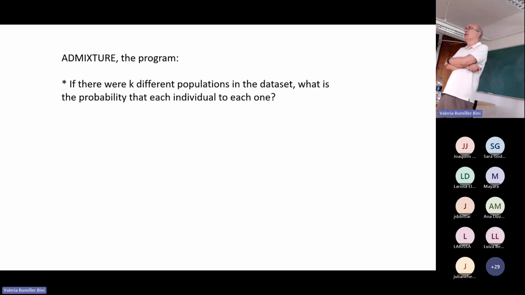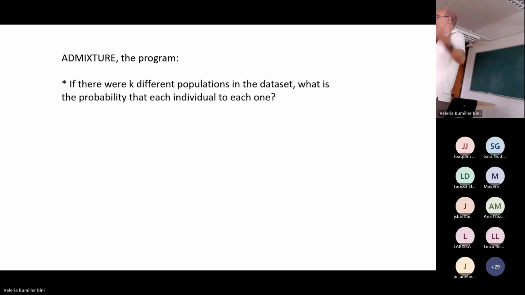There's this statistical question: if there existed k different populations in the data set, what is the probability that each individual would belong to each one? Imagine there are two populations. Given your genotypes, what is the probability that you belong to one or the other? And the first thing is, how do we construct two populations so that we can classify individuals in one or another? Thus, you can do that, and make sure the program does that.